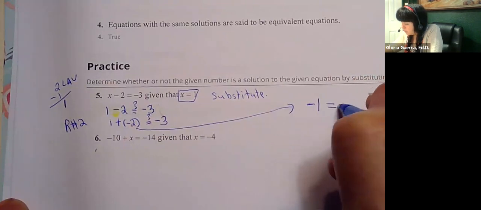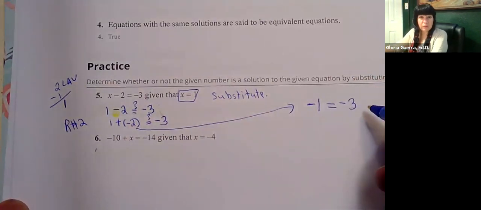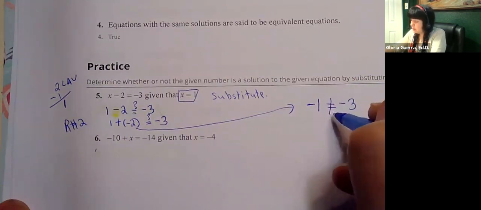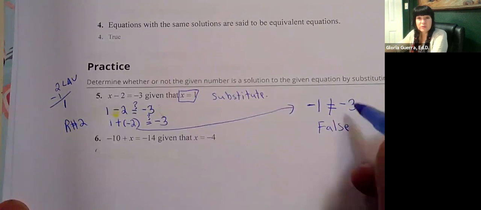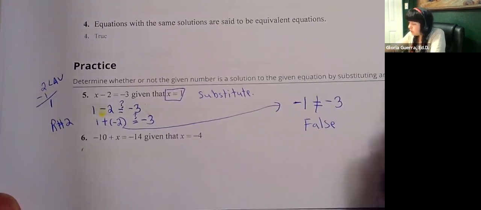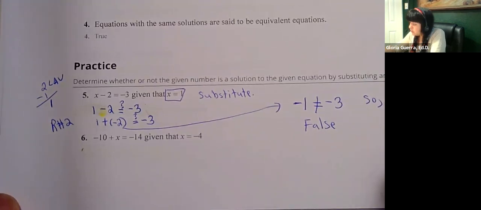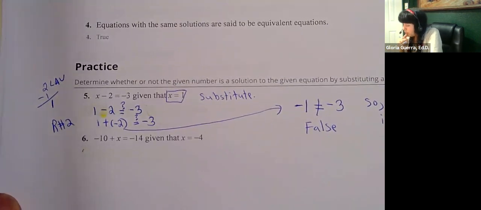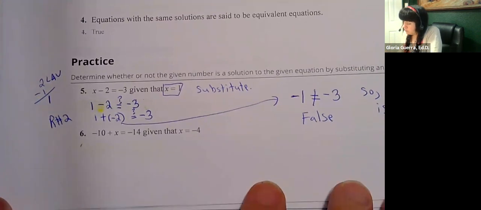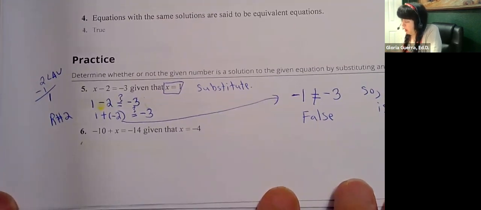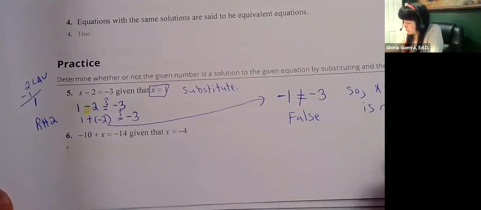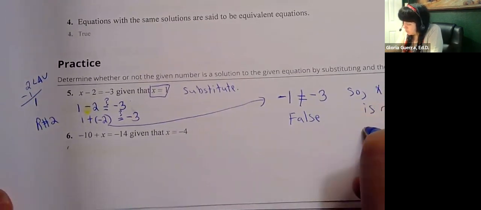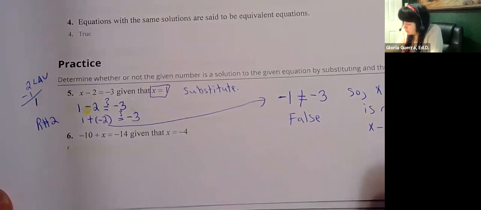So that means your result is -1. And the question is, does that equal -3? And it doesn't. That's false. -1 doesn't equal -3. So what that means is that the solution x equals 1 is not a solution to that equation, x minus 2 equals -3.